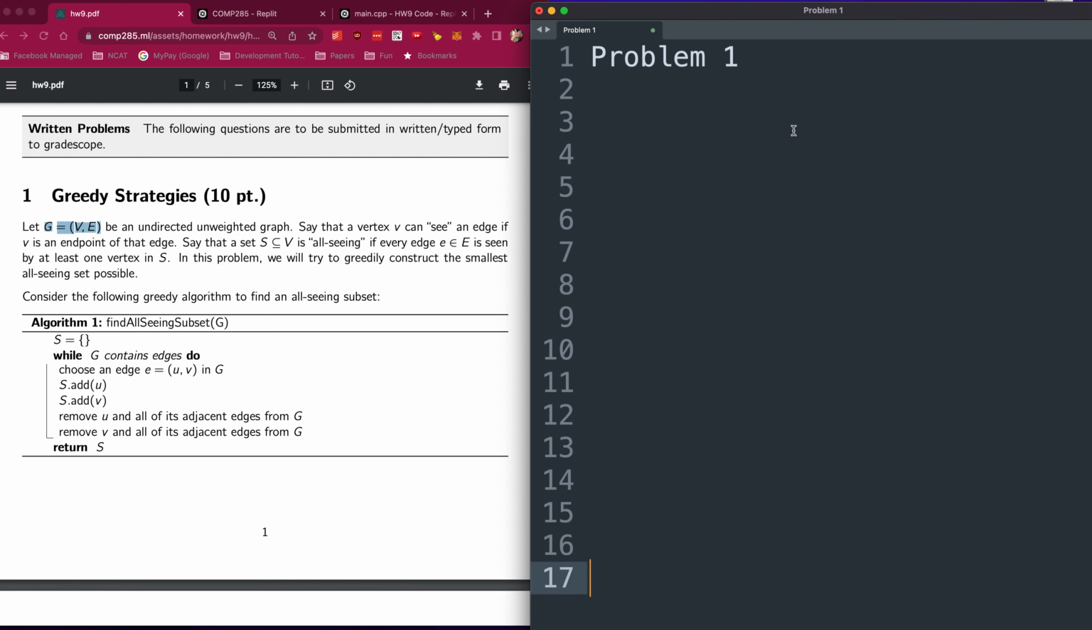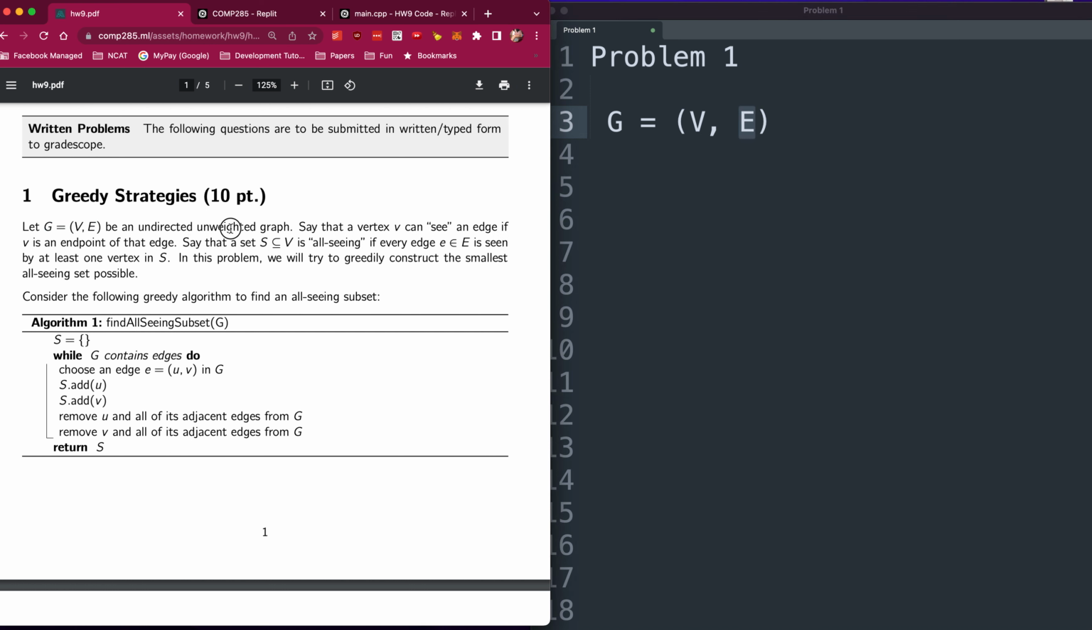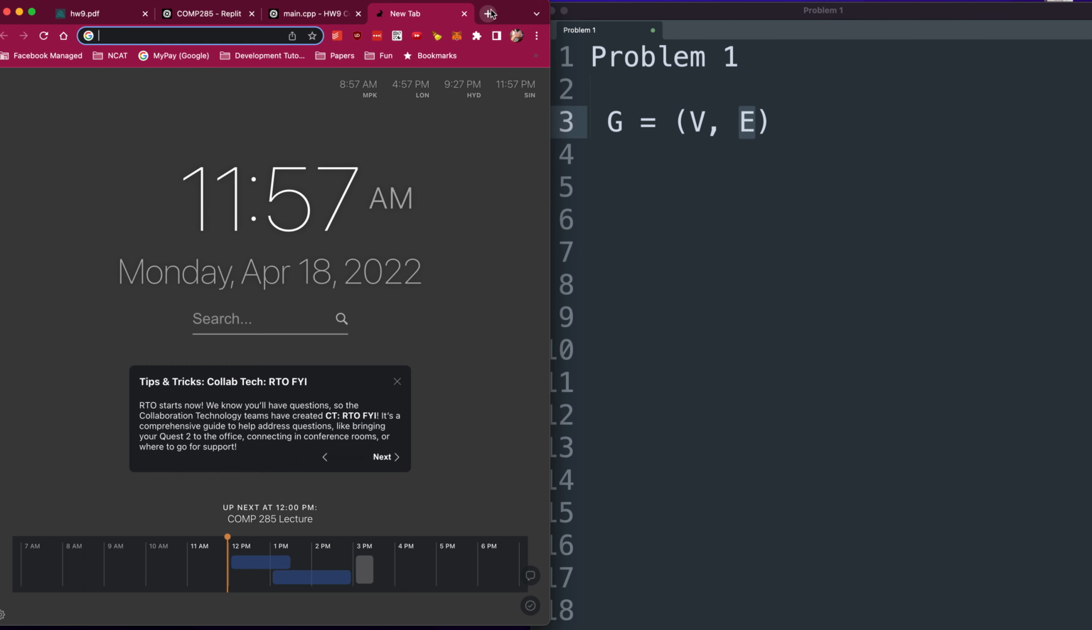So we're going to have G, which is a graph, right? By graph, we mean it's a set of vertices and a set of edges, which is an undirected, unweighted graph. So there are no edge weights and no direction. That means the edges are undirected, which means they connect both vertices, both from U to V and from V to U. Okay, we say that a vertex V can see an edge if V is an endpoint of that edge, right?